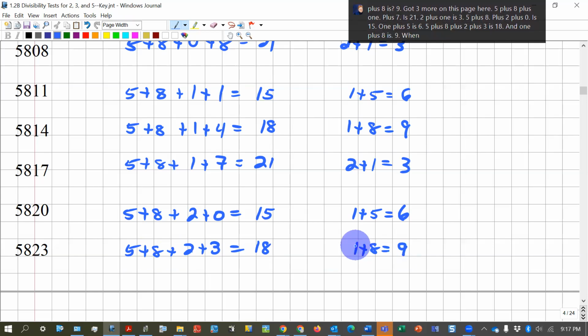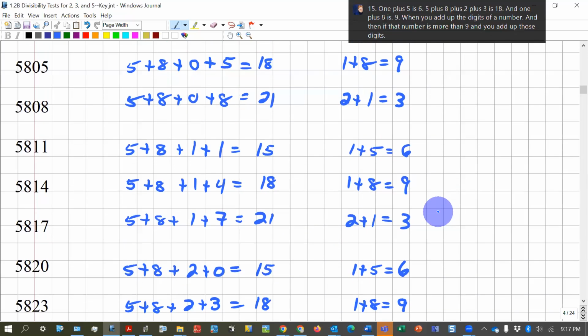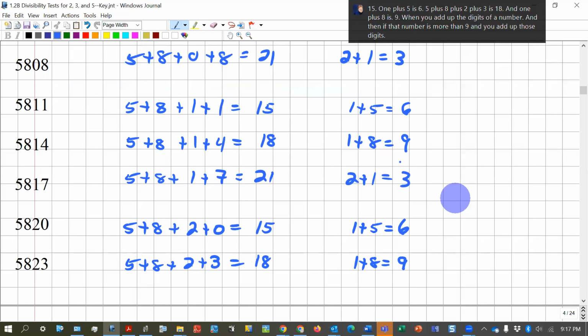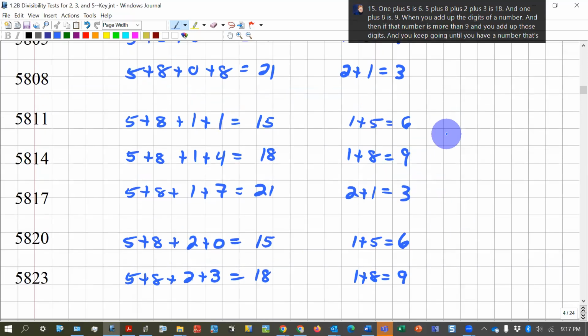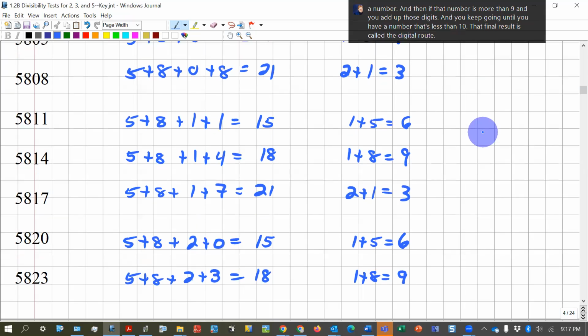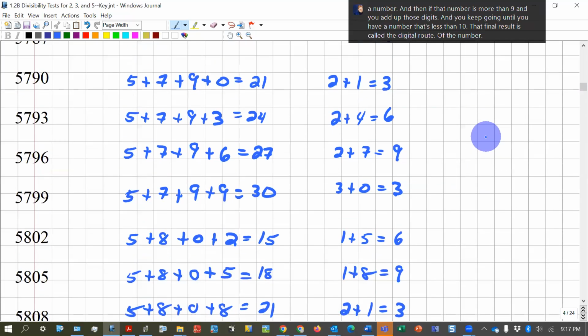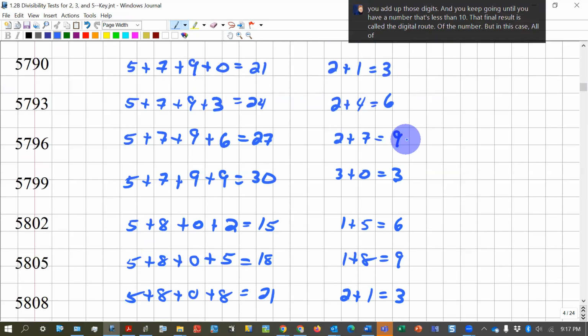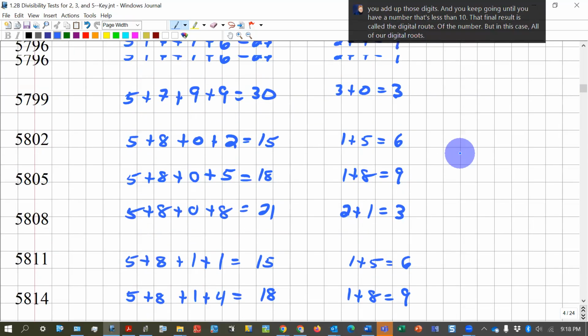When you add up the digits of a number, and then if that number is more than 9 you add up those digits, and you keep going until you have a number that's less than 10, that final result is called the digital root of the number. But in this case, all of our digital roots are 3, 6, or 9.